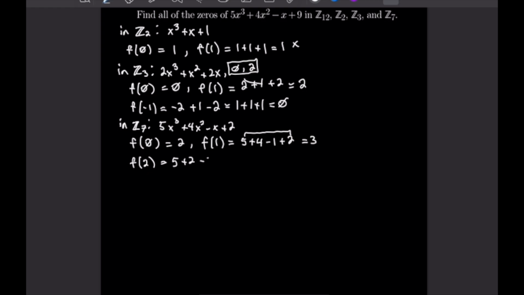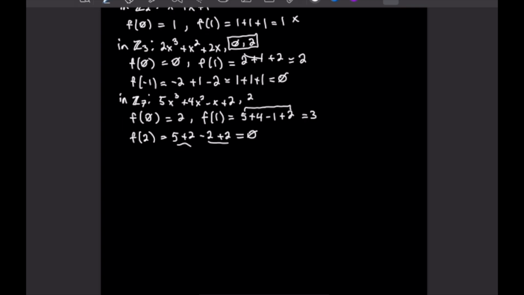Then we'll have a minus 2 here, and then lastly a plus 2 there. And so we can see 2 will work because this 5 plus 2 will be a 7, and this -2 and 2 will cancel out. And so f of 2 will simply be equal to 0, which gives us our first 0 in Z7, which is 2. So next, let's look at f of 3.